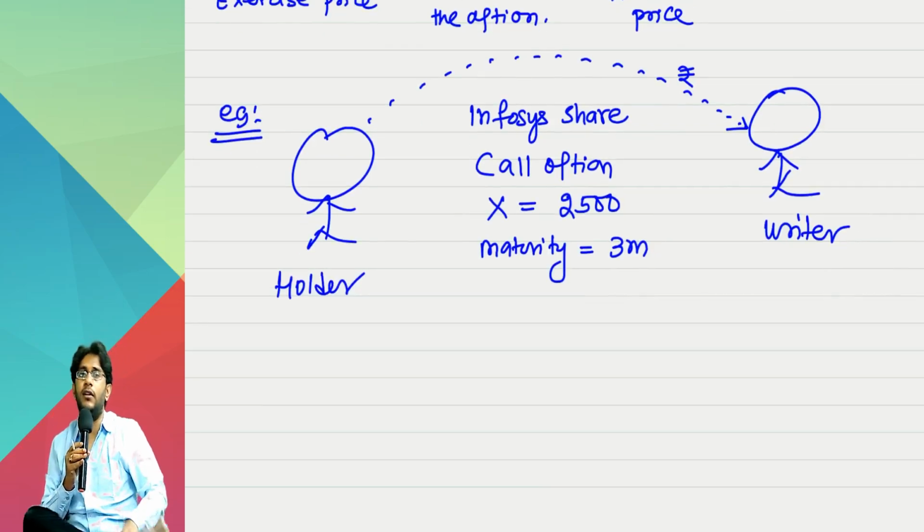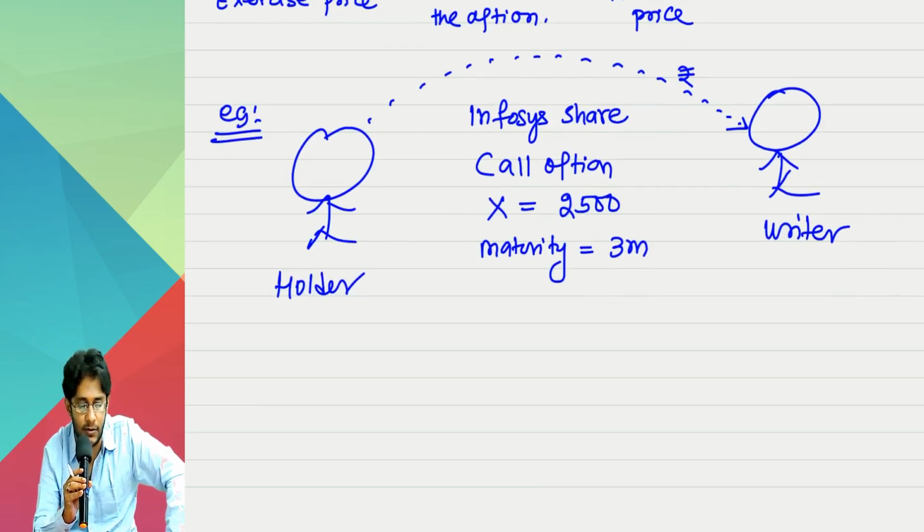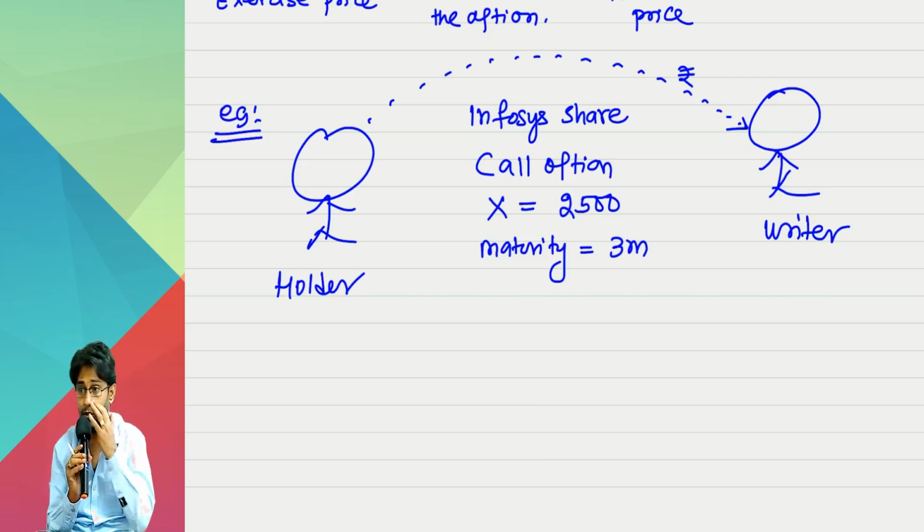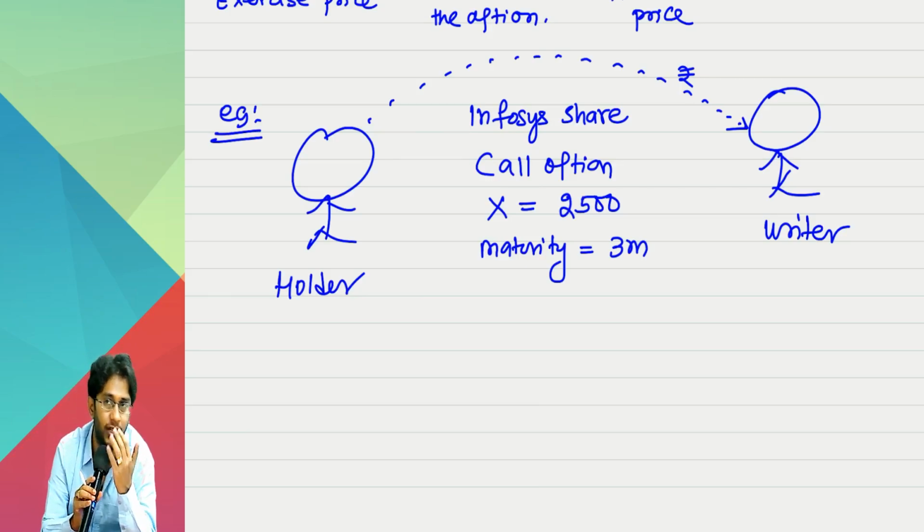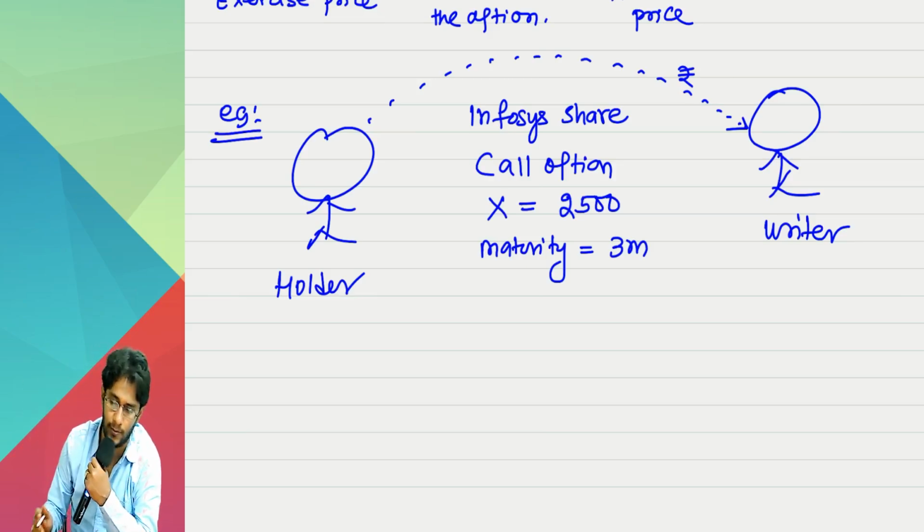Now tell me, sir, whether the holder will purchase shares under this call option or not will be decided only on which date? 3 months time. This is not an agreement. This is a right to buy shares. Call option is definitely a right to buy shares. Whether he will really exercise that option or not, only at 3 months time we can know.